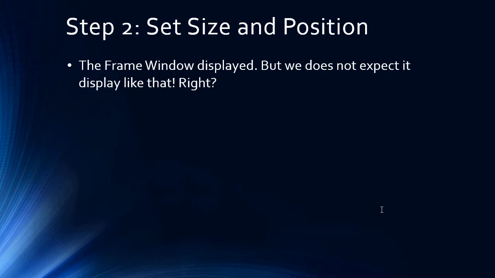So it doesn't display the way we want, because we ended up moving the frame window, then resizing it. So we moved it to the required location, then we resized it. Alright, now we need to set its size and position, so that when the frame window is displayed, it will be displayed at a certain location and with a specific, initial size.